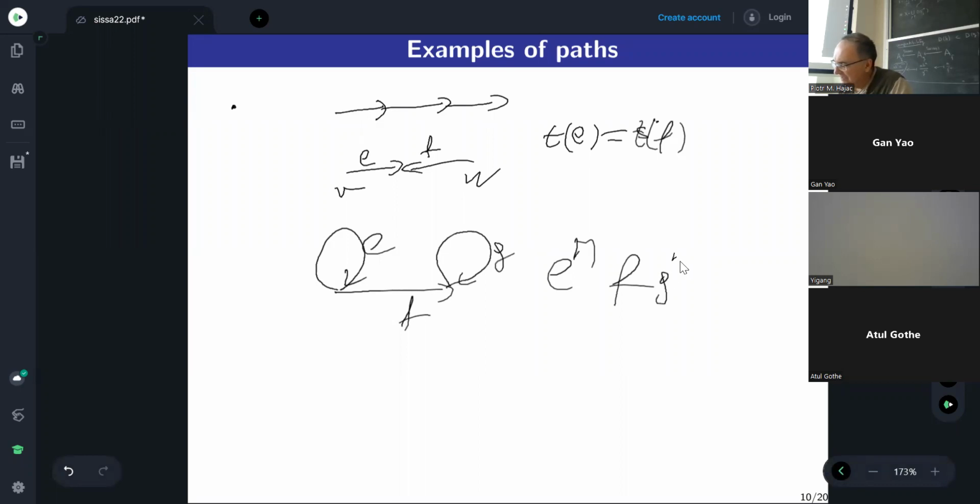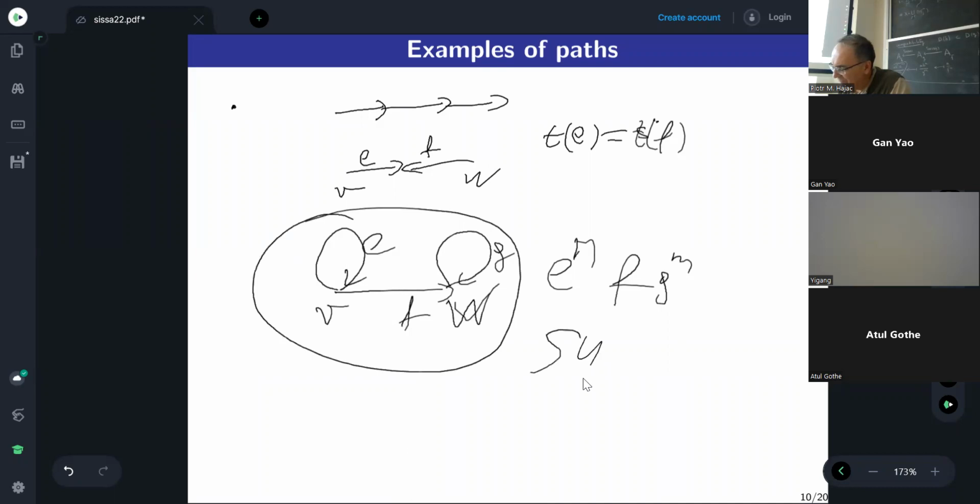And then you can say this is, I don't know, E, F, G. And then you can write GM. And this is also a path. It's a path from V to W. And you see that you have obviously infinitely many interesting paths, even though you have just, what, 3 edges and 2 vertices. And this is a very important quantum space. This is the famous SU_q(2) C*-algebra.